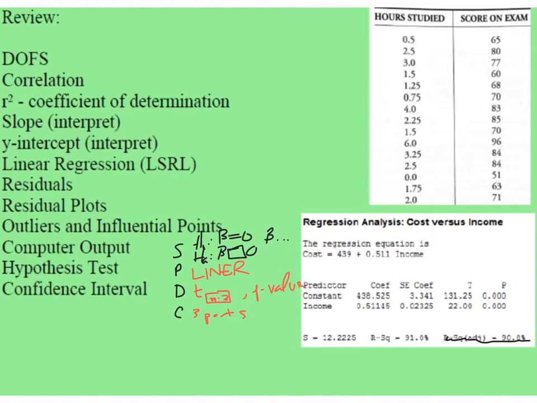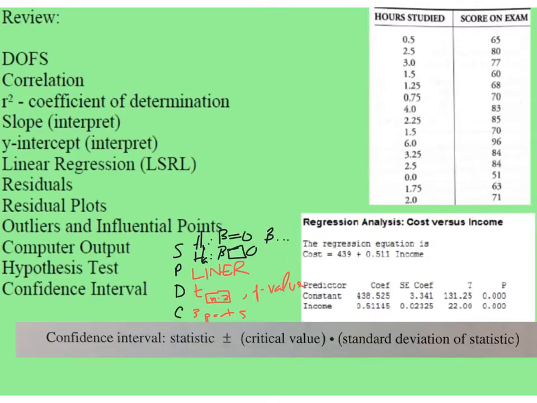Now, confidence intervals. Sometimes people have this built into their calculator, but most of the time the confidence interval actually comes on a computer output problem. And what you need to remember is the confidence intervals are always this formula from the formula sheet. Okay, it's always the statistic we're trying to estimate plus or minus the critical value times standard deviation of statistic.